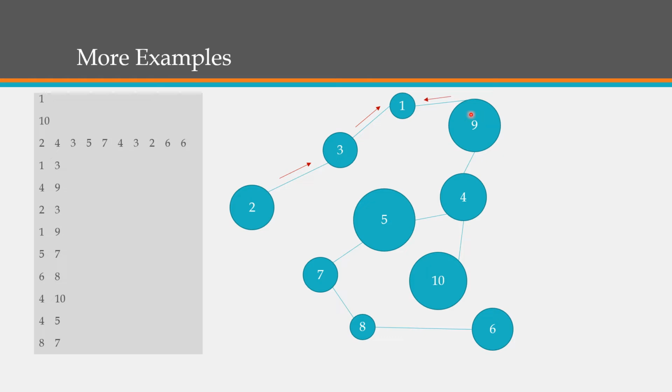Okay, but from 9 power can come to 1, and same way from 9 power can go to 4, and from 4 it cannot go to 5, but from 5 power can come to junction 4, and also from 10 the power can come to junction 4 because this has more capacity. And from 5 it can also go to 7, and from 7 it can go to 8, and from 6 it can go to 8. Okay, I hope this is clear now.